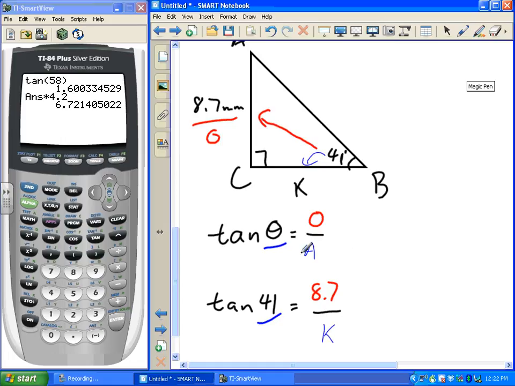Okay? So there are always 3 variables in these ratios. What the angle is, what the measurement of the opposite side is, and the length of the adjacent side. Always 3 variables. You're going to need 2 of them to be able to solve for the other.